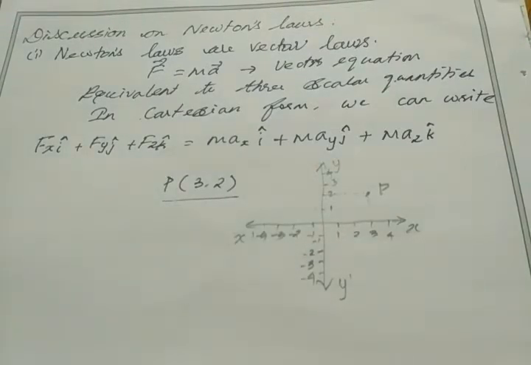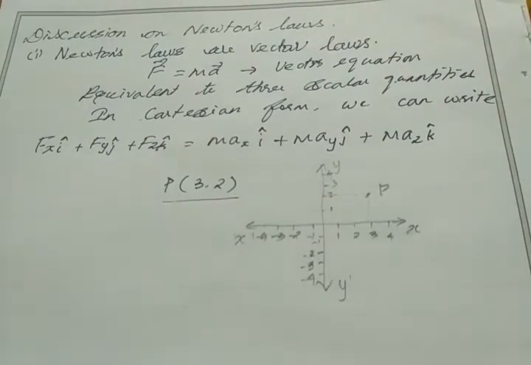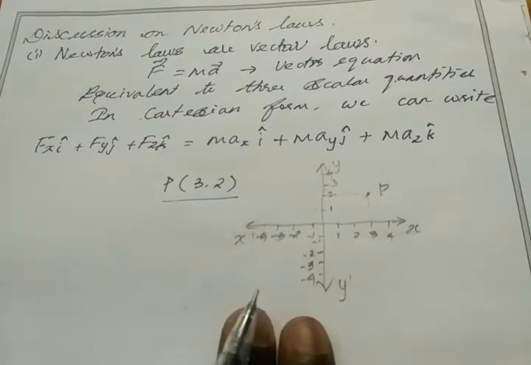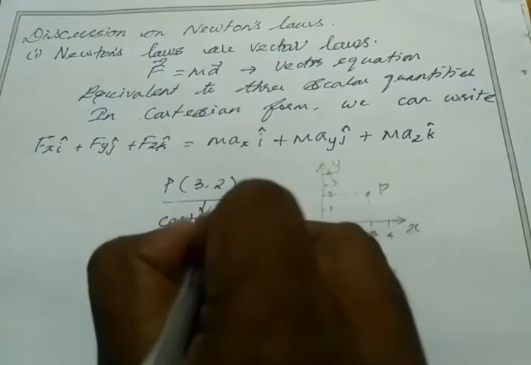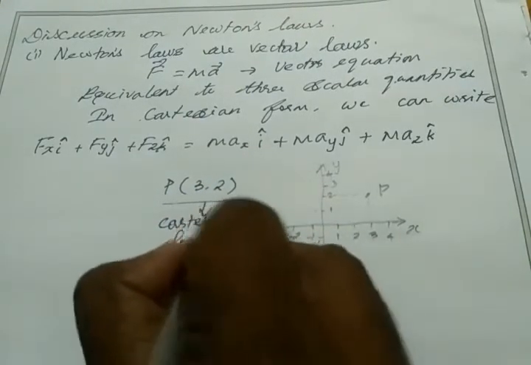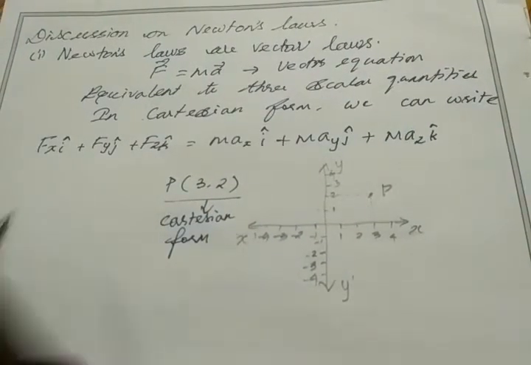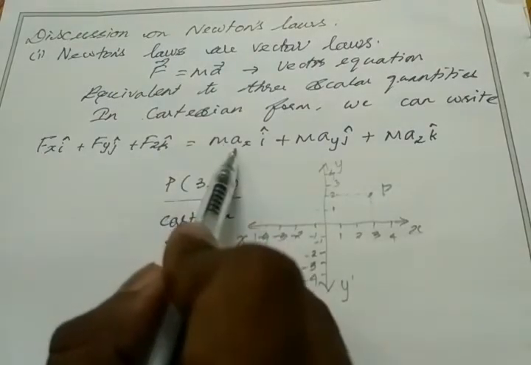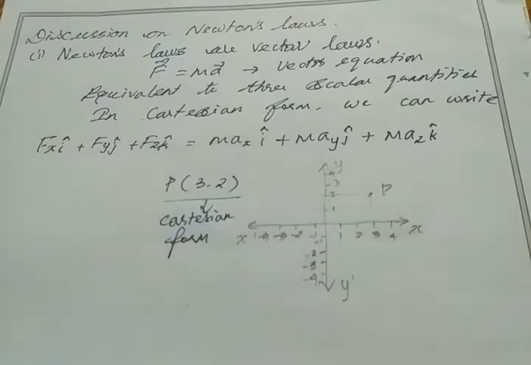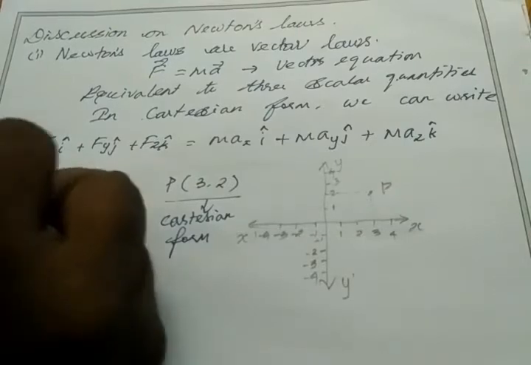If we have another axis, the z-axis, then we can say how many coordinates in the z-axis. So this is the Cartesian coordinate system, and we say it as Cartesian form. Similarly, a force which acts along the x-axis creates acceleration along the x-axis.